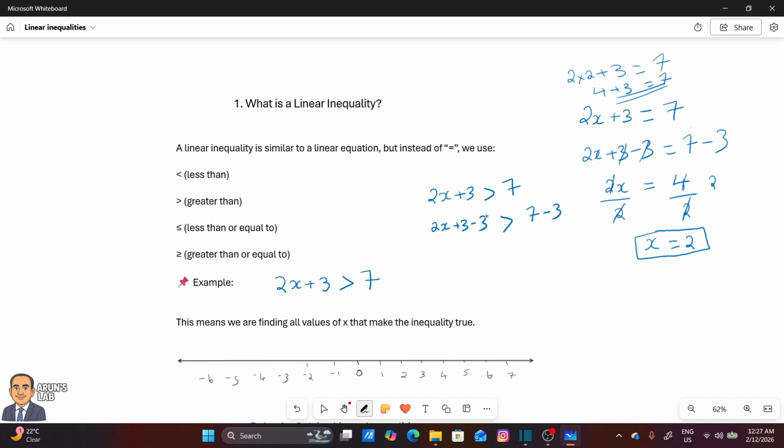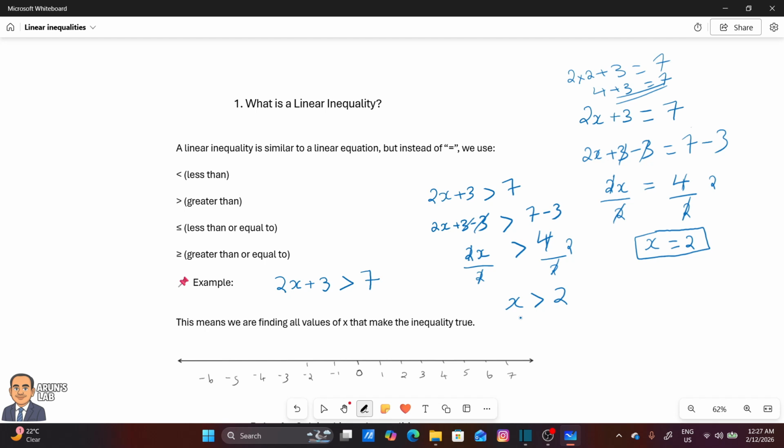So both sides we subtract 3. The 3 minus 3 cancels on the left, and 7 minus 3 is 4 on the right hand side. Keep the symbol the same. What is left on the left hand side? 2x. Now we need to remove the 2 also from the left hand side, so that we isolate x. Divide by 2 on both sides. The 2 and 2 cancel, and 4 divided by 2 is 2. So the solution is x greater than 2.